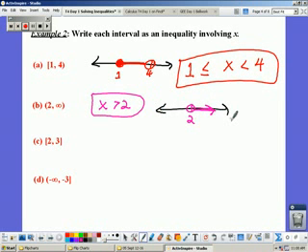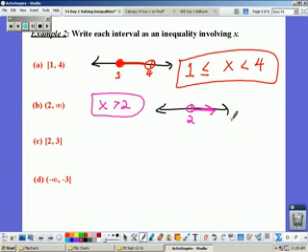Okay, let's try to do C without going to the number line. You see how you have 2 numbers? Anytime you have 2 numbers, your x is going to be between those 2. See how this one did not have 2 numbers in part B? Part B had a number and an infinity. So it's just going to be greater than or equal to, or less than or equal to.